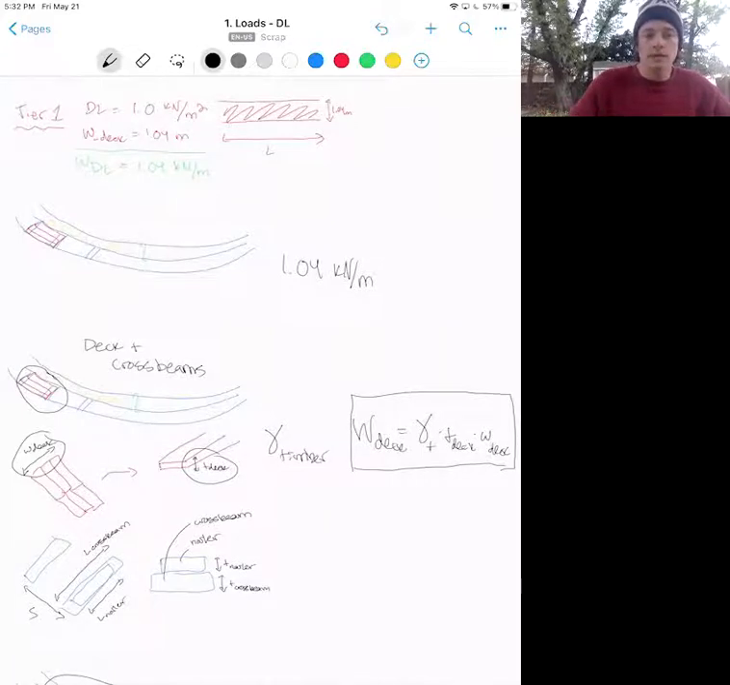For the crossbeams, they're oriented differently and spaced at 1 meter apart. Depending if they have a nailer or not, which depends on the walkway detail, we'll take the volume of a full nailer and the volume of a full crossbeam and then divide by the spacing to get its line weight across the bridge. These dimensions depend on the walkway detail.